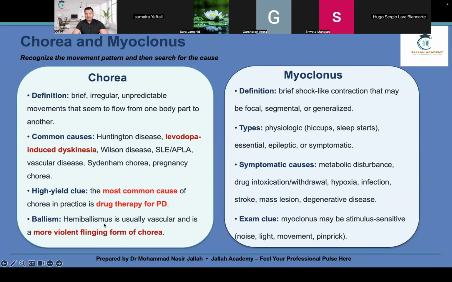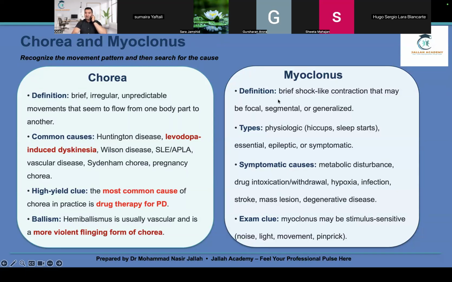Ballism, hemiballismus, is usually vascular and is more violent, flinging, from the chorea. So it's a very violent form of chorea, which is related to a vascular issue, like stroke, like hypertension, and any other vascular issues, okay? So remember vascular because they might ask you this, and the violent type of chorea.